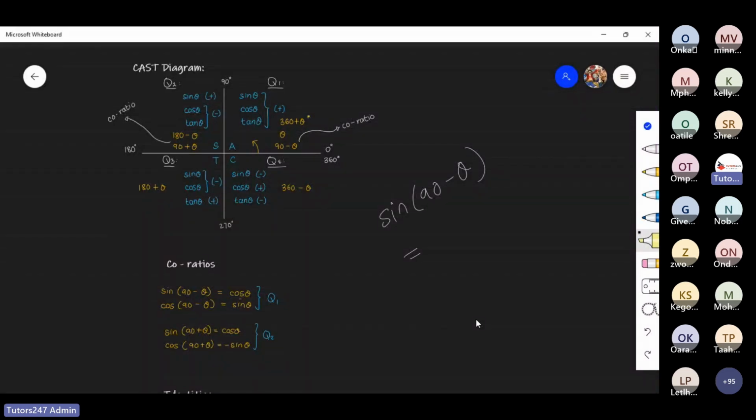Next, we need to ask ourselves, is it positive or negative within that specific quadrant? And as you can see, all are positive within quadrant 1. Therefore, this is going to be positive. Next, because we are dealing with a co-ratio, that 90 is going to convert this sine into cos, and we bring down theta.